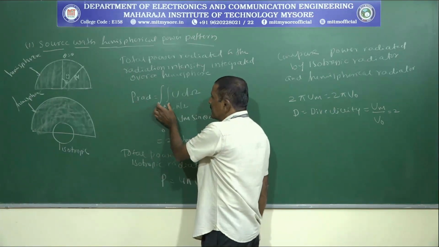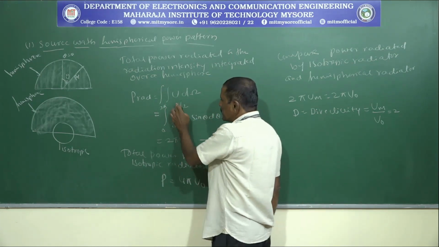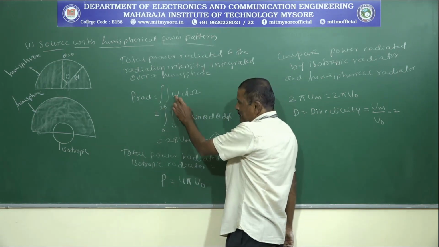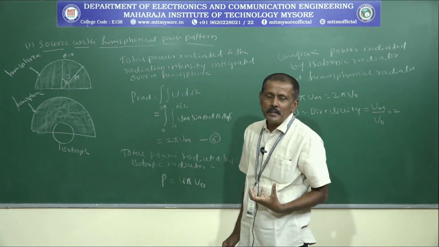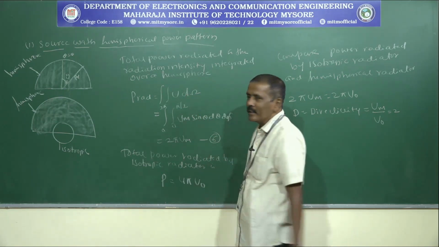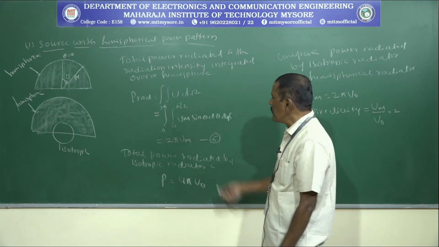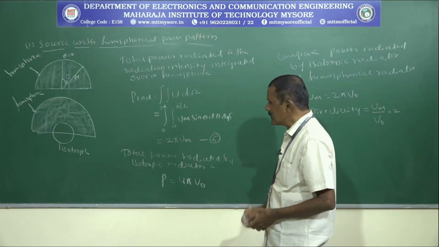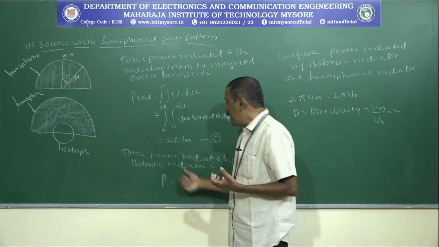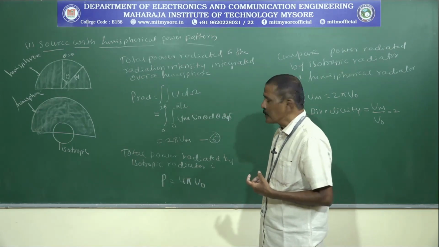That is, P radiation is equal to the double integration of U into d omega. The limits of this integration are 0 to 2 pi and 0 to pi by 2, where in place of U, we are substituting UM, that is the maximum radiation intensity, and d omega is equal to sin theta d theta d phi. If you integrate this equation, we get the value 2 pi into UM. Call it equation number 6. And we know that the total power radiated by the isotropic radiator or isotropic antenna is P is equal to 4 pi into U0.